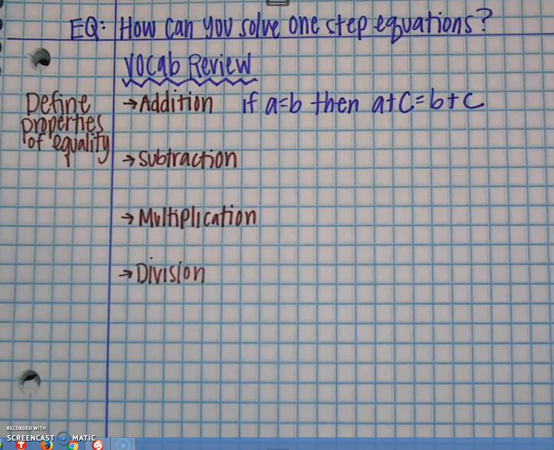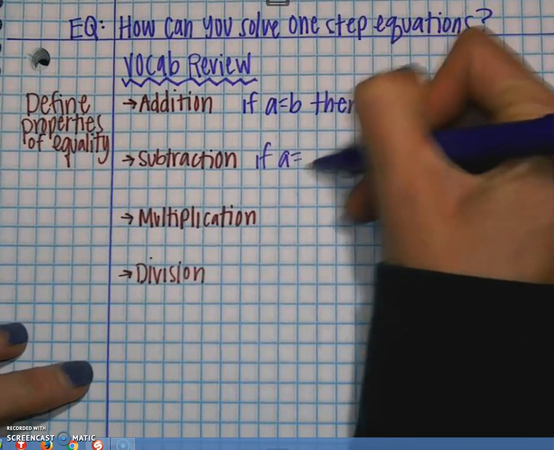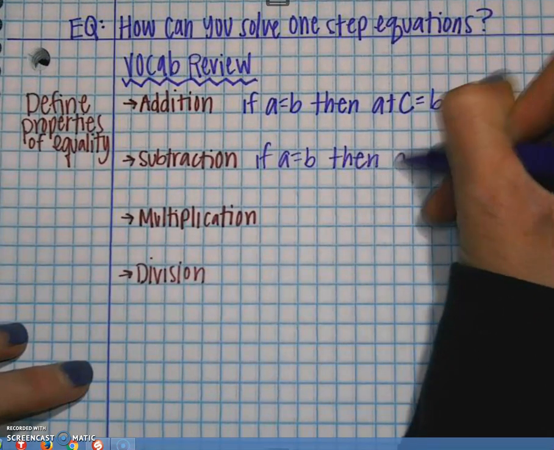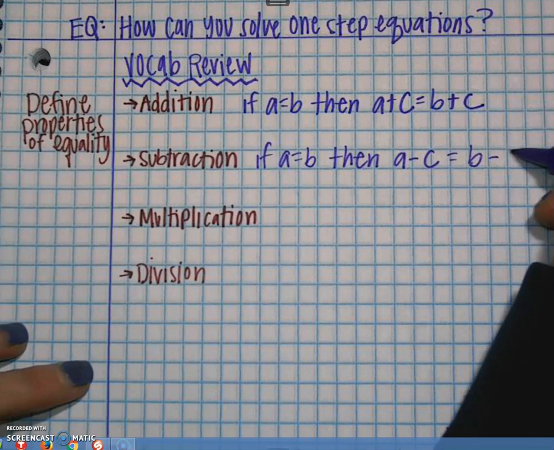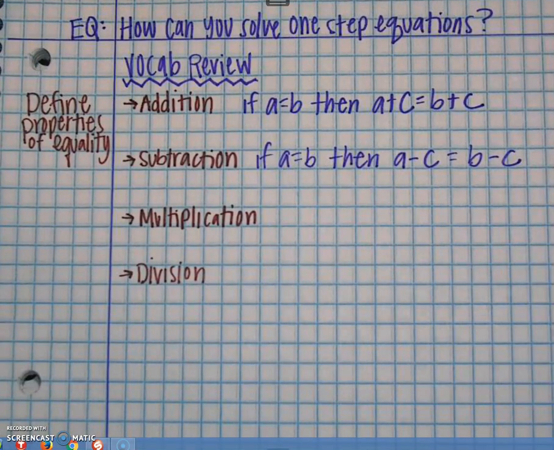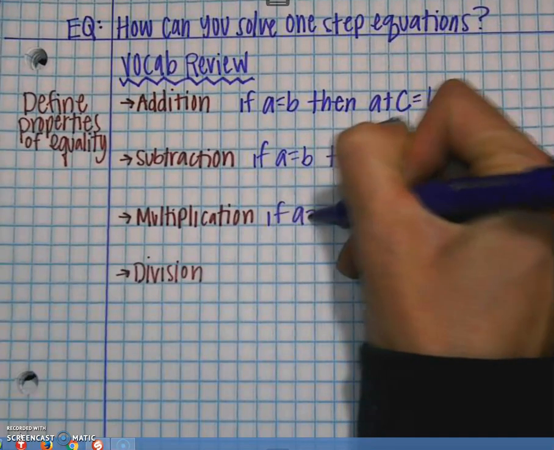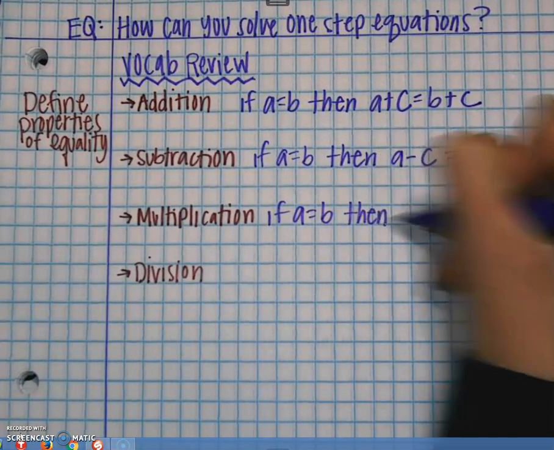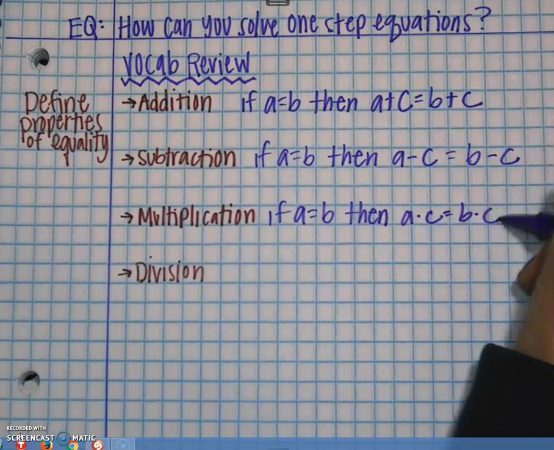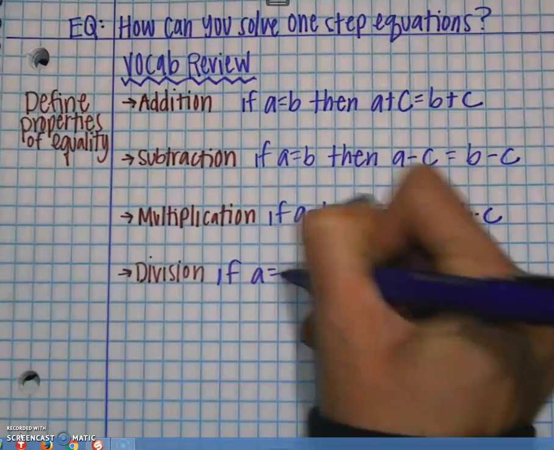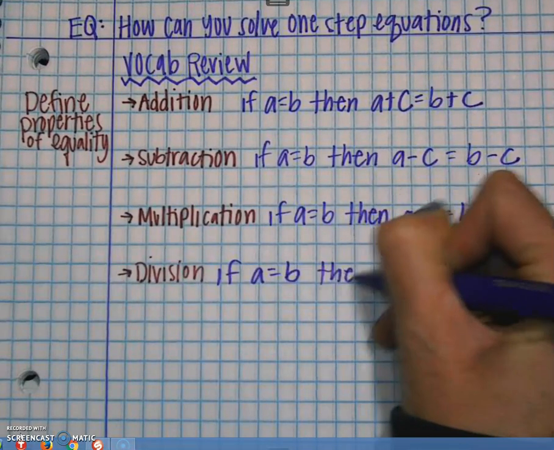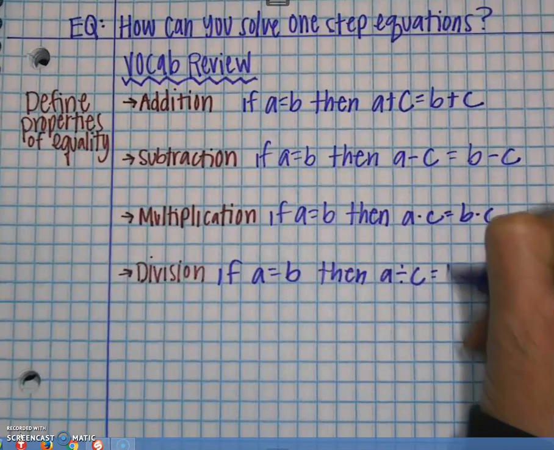So the same would be for subtraction. So if A equals B, then A minus C equals B minus C. Okay? So again, if you need to pause, stop it, whatever you need to, make sure you get all that written down. We're also going to say the same with multiplication and division. So if you multiply on both sides, it produces the same if you divide. So if A equals B, then A times C equals B times C. And if A equals B, then A divided by C equals B divided by C.